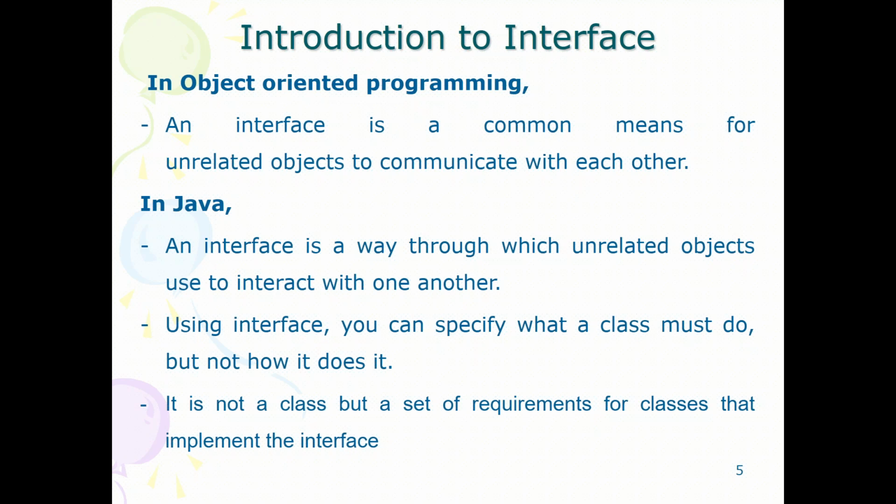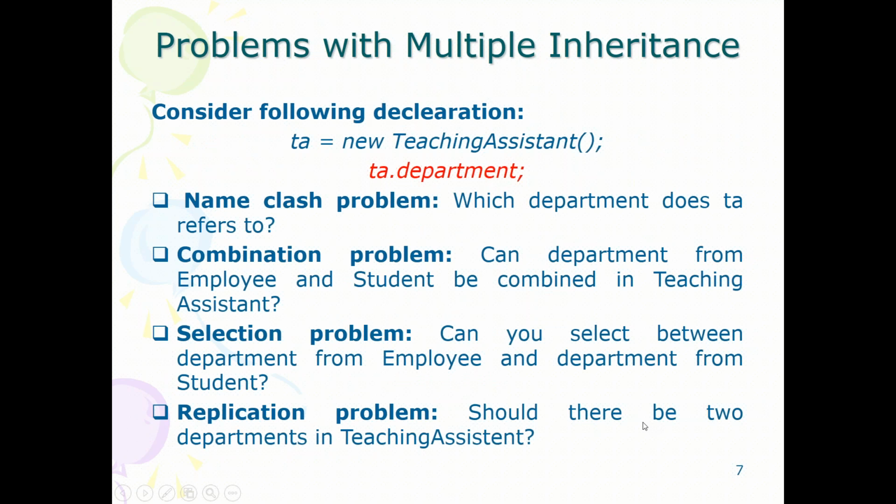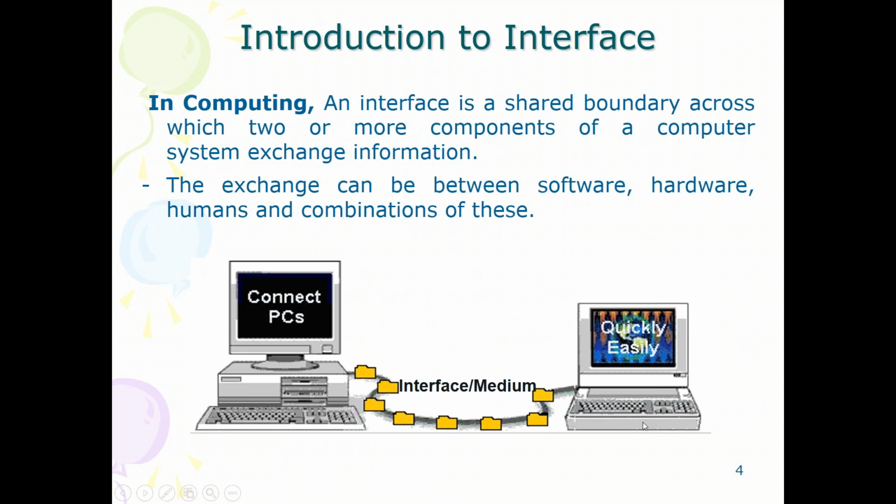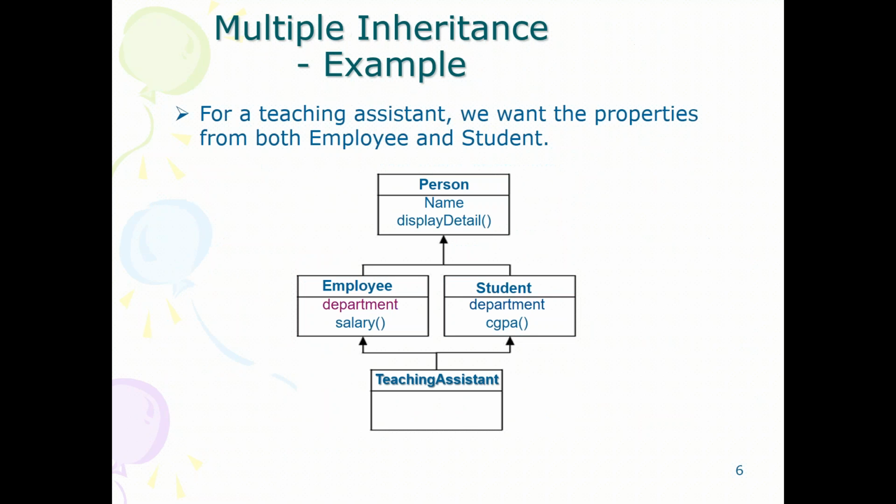So I hope you understand what exactly the interface can do in the real-life scenario. Look at this right now. Let me give an example for interface here. Multiple inheritance example: what I discussed earlier is that this is the parent class and these two are child classes, right? So I can write Employee extends Person and Student extends Person.